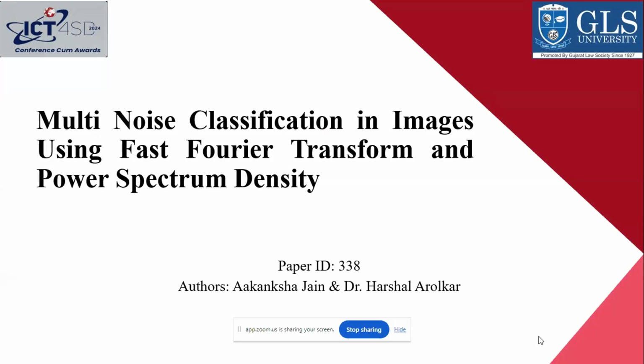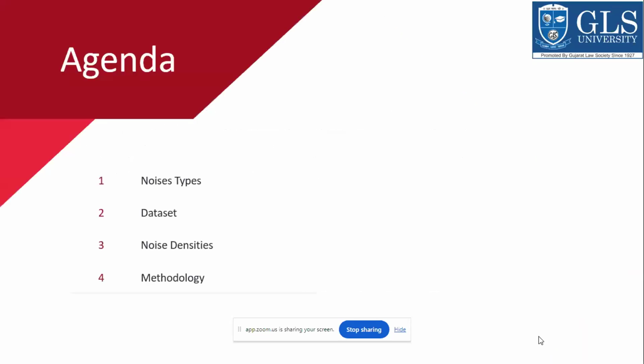As we know, image noise classification is a critical aspect of image processing and computer vision, with various application fields like image restoration, art preservation, art restoration, photography, then remote sensing, etc. So this is the agenda which I will cover in today's presentation.